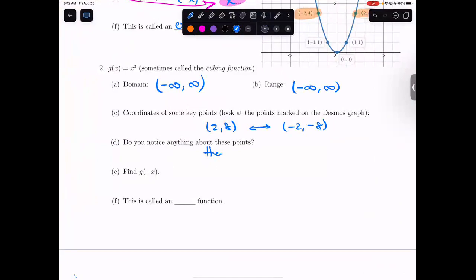So they are symmetric about the origin. And the origin always just means the point (0, 0).